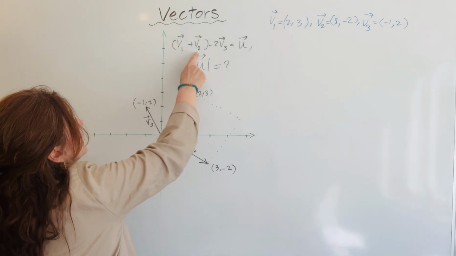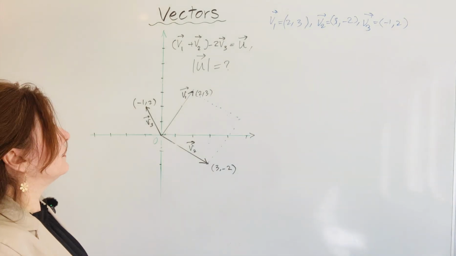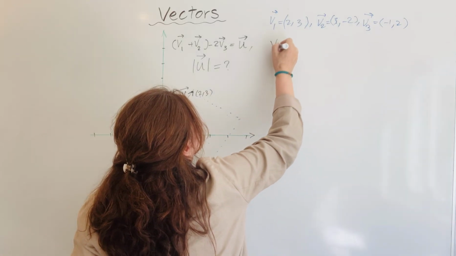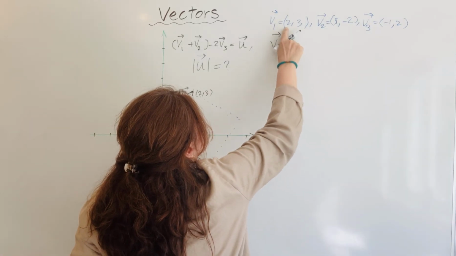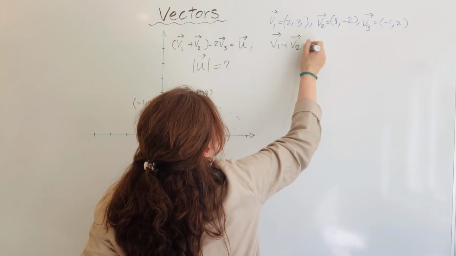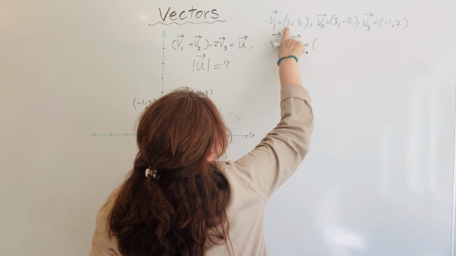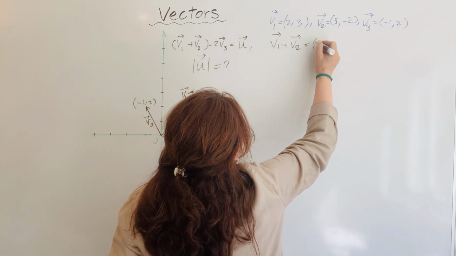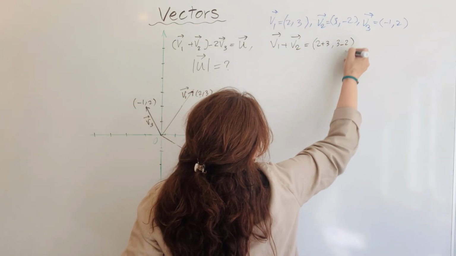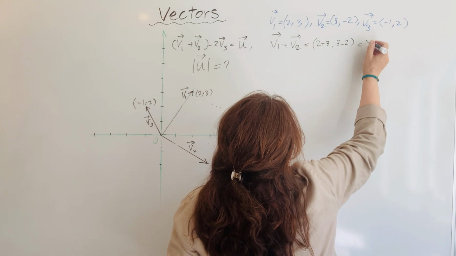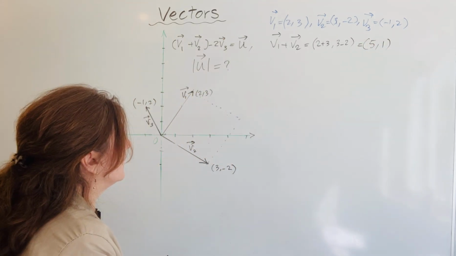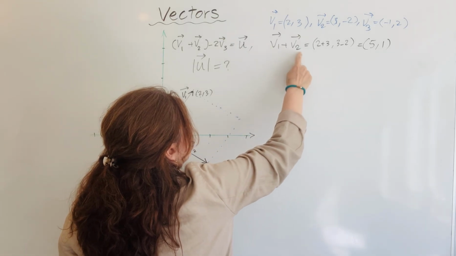What can we do? Just add v1 and v2, the 2 vectors we have. For doing this, we add the component x to x, y to y. v1 plus v2: x is 2 plus 3, and y is 3 plus negative 2. How much is it going to be? 5 and 1. This one, v1 plus v2, is 5 and 1.